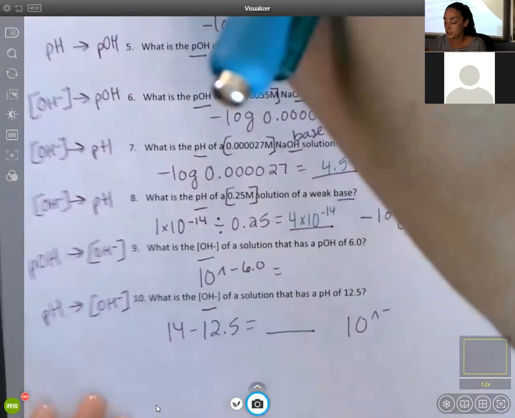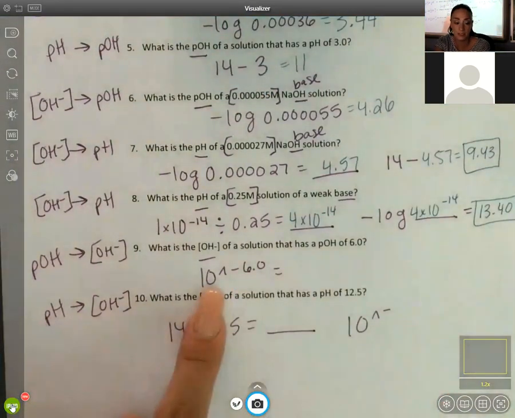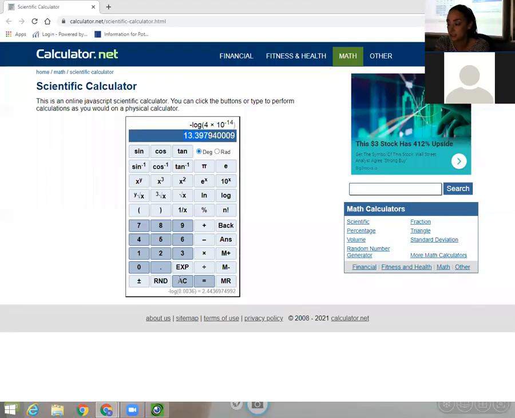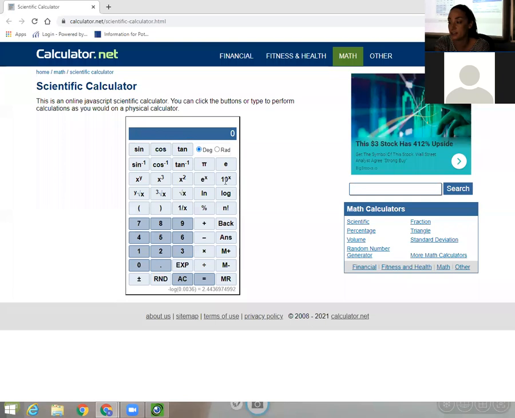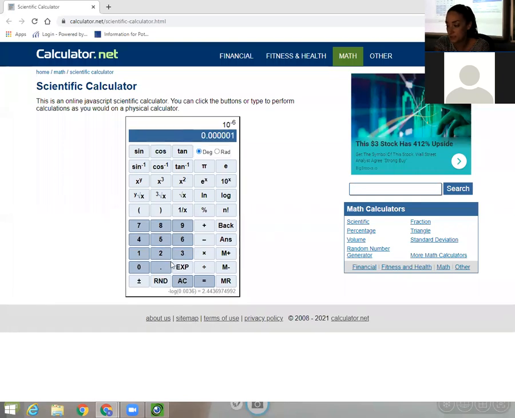Now I showed you how to use this on the online calculator. Remember that there's a button that already has the 10 to the X. Okay, so you can just push that right there and then type in your negative 6.0 and it gives you your answer. But again, I'm going to have your answers in scientific notation. Okay, so you have to move the dot over.